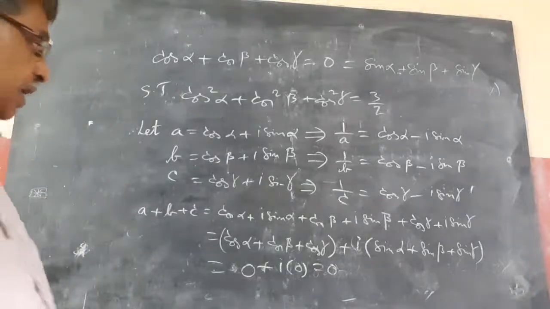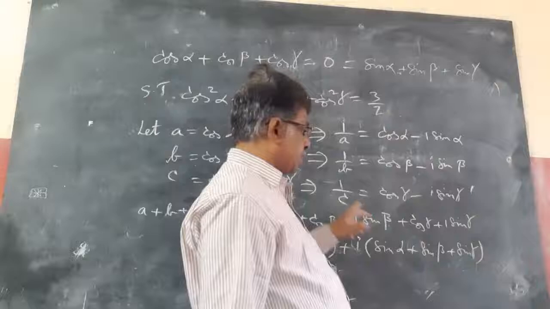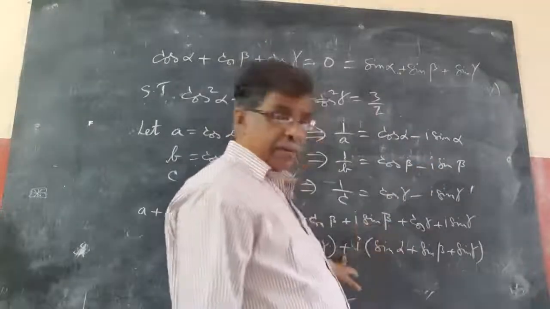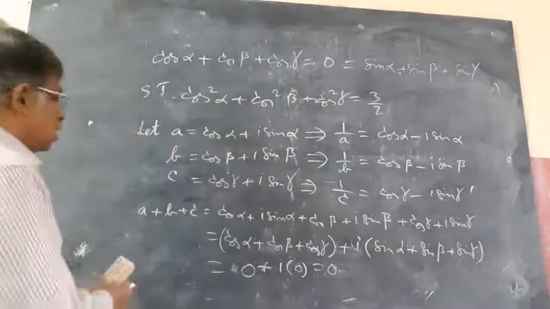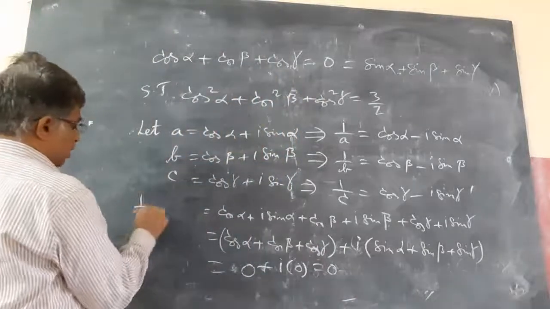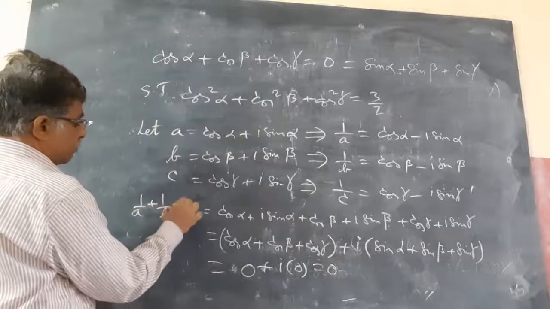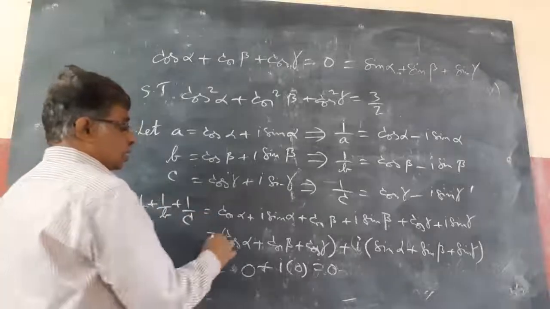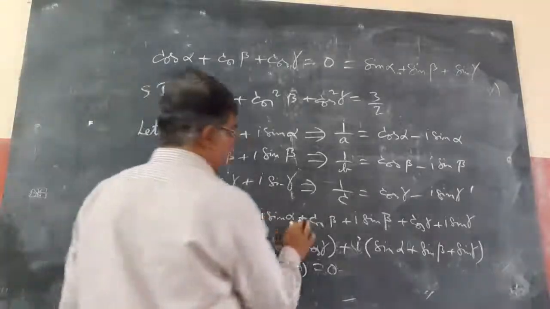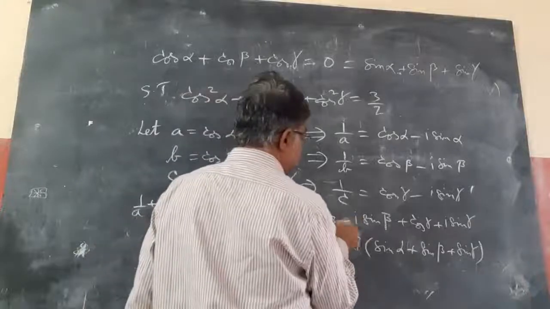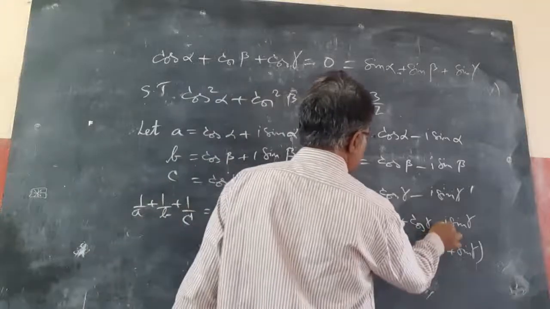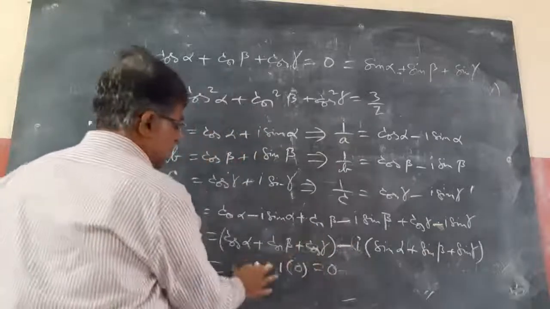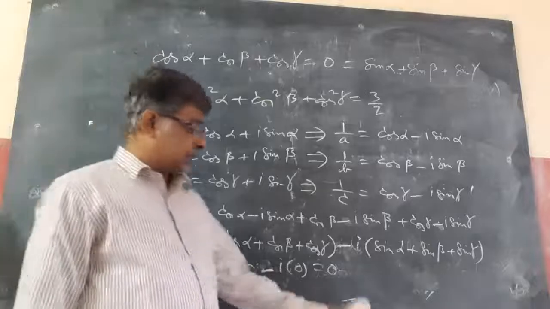Next, coming to the next point, now I will add 1 by a plus 1 by b plus 1 by c. It is the same as this, but in place of plus you will get minus. So what do we get? Cos alpha minus i sin alpha, cos beta minus i sin beta, cos gamma minus i sin gamma. If I take minus i common, again I get 0, minus i into 0, that is equal to 0.